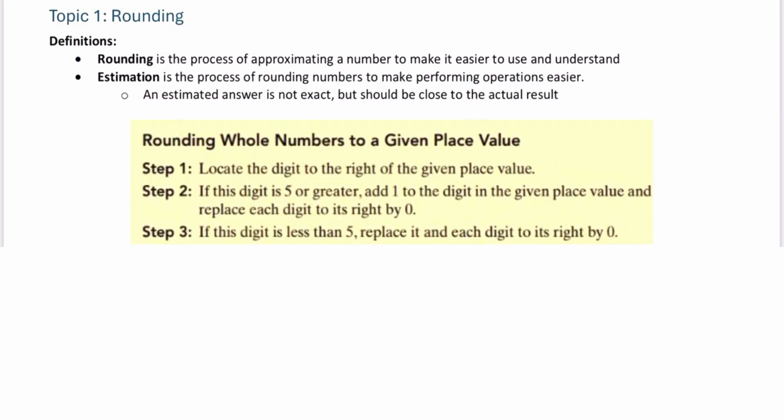The steps to rounding whole numbers to a given place value are: 1. Locate the digit to the right of the given place value. 2. If the digit is 5 or greater, add 1 to the digit in the given place value and replace each digit to its right by 0. We typically refer to this as rounding up. And step 3, if the digit is less than 5, we replace it and each digit to its right by 0. Typically, we refer to this as rounding down.